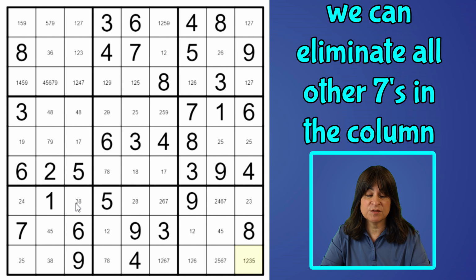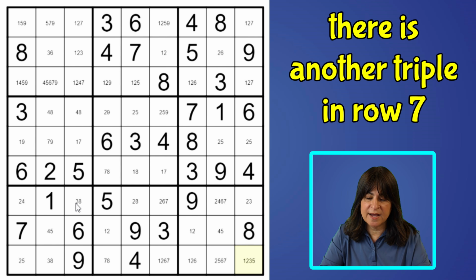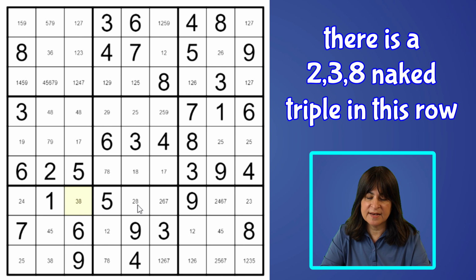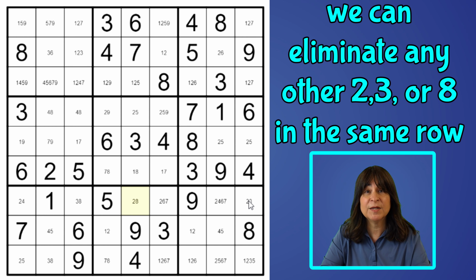Okay, that leaves me with a 2, 3 in this cell. And now I can see another naked triple in this row. We have a 3, 8 here, and a 2, 8 here, and a 2, 3 here. So we have a 2, 3, 8 naked triple in this row, and that means I can eliminate any other 2s, 3s, or 8s in the row, since those 3 cells have to be 2, 3, or 8.